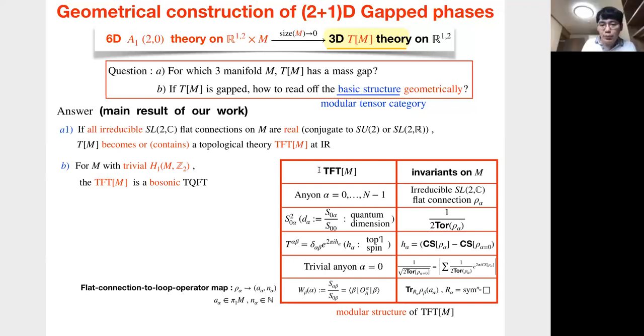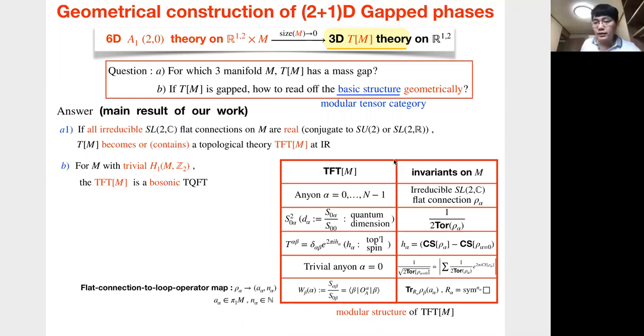In this topological theory, the basic objects are the so-called anyons, which are loop operators. And the first thing we should decide in this theory is what type of anyons are allowed in this theory. These anyons are labeled by alpha. In my case, this runs from 0 to n-1. This n is the so-called rank of this topological theory.